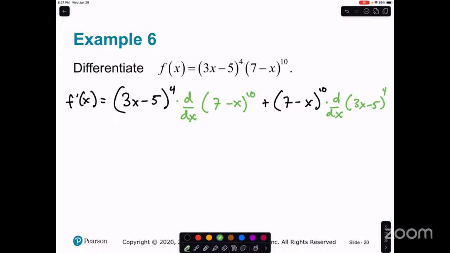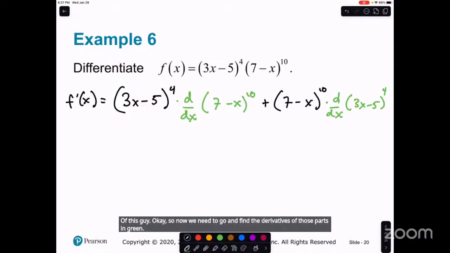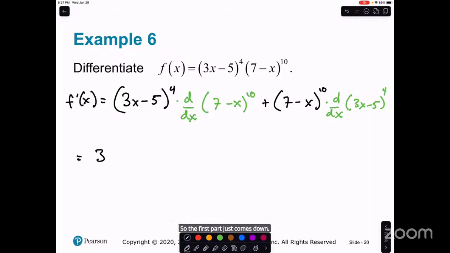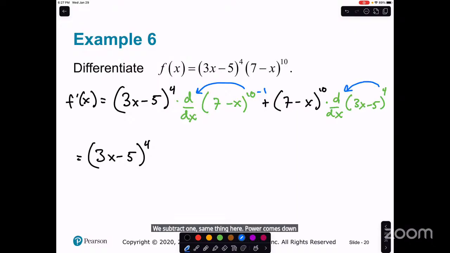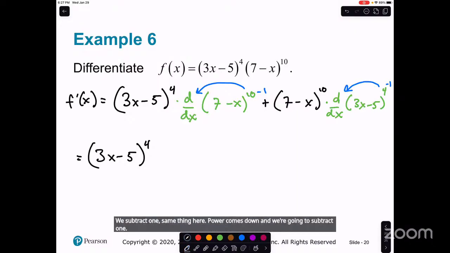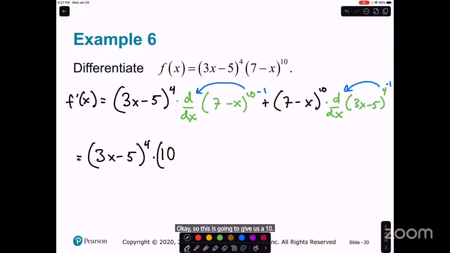Okay. So now we need to go and find the derivatives of those parts in green. So the first part just comes down, just a copy. Okay. So the derivative of this is extended chain rule, right? So the 10 comes down. When we go to take the derivative, this guy comes down. We subtract 1. Same thing here. Power comes down, and we're going to subtract 1. Okay. So this is going to give us a 10. We're going to have this 7 minus x to the power of 9. And I think we need to say times the derivative of the inside function. In this case, it looks like it's a minus 1.